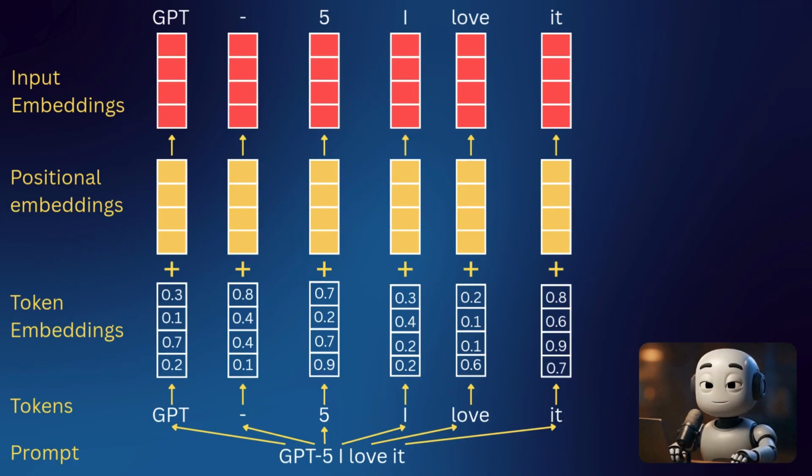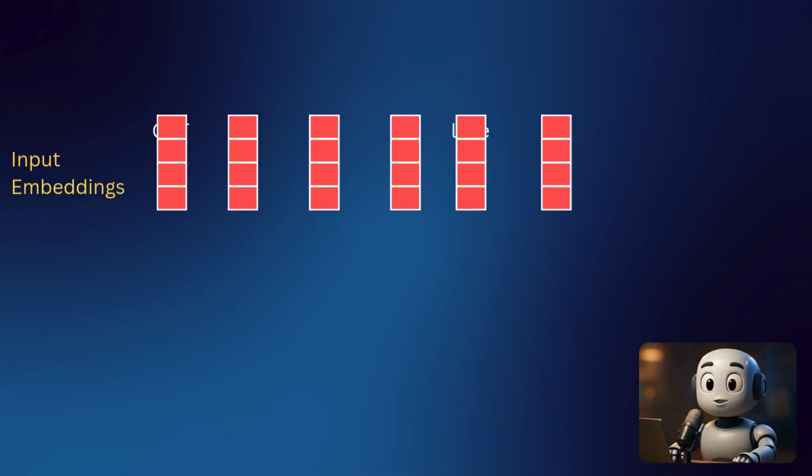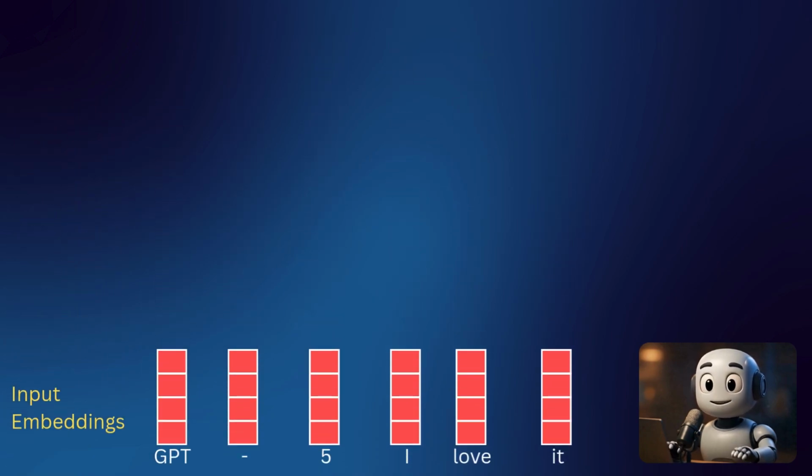So after all of that, what we have is a set of tokens, GPT-5 I love it. And for each of those tokens, there's a list of 4 numbers. That list is different for every token, and it depends on what the token is and the position it is in the prompt. So I'm going to introduce a new concept here, and it's the notion of weights.